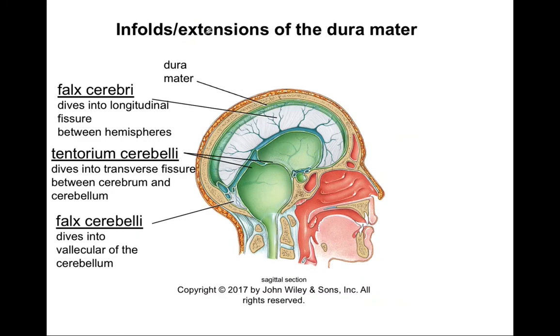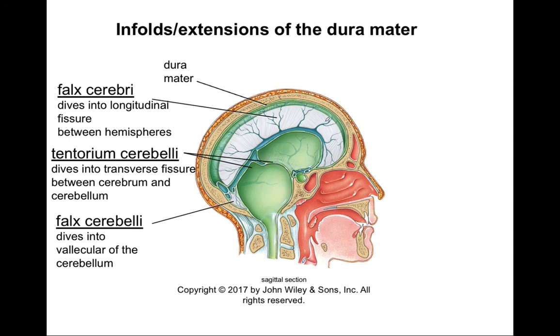Dural septa can also be referred to as infolds or extensions of the dura mater as well. But we call these dural septa because they partition different hemispheres of the brain. In particular, there are three specific folds that will separate specific hemispheres. The first one that we're going to see is the falx cerebri.